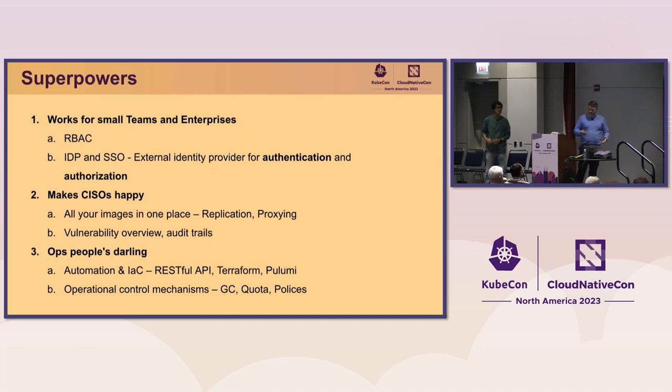And then the third superpower is that it's the ops people's darling, right? Why is it the ops people's darling? Because it has automation. You can use the REST API to automate Harbor. You can automate workflows with Harbor so you can collaborate in teams. You can use Terraform or Pulumi to automate, not the deployment itself, of course, this is obvious, but also to modify the configuration of Harbor, right? So you can use it for GitOps workflows for your teams. This is really powerful functionality that you get out of the box, and this is why ops people love Harbor. And then there are operational controls, right?